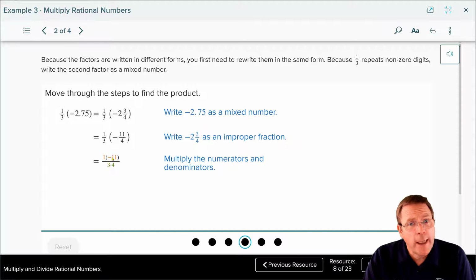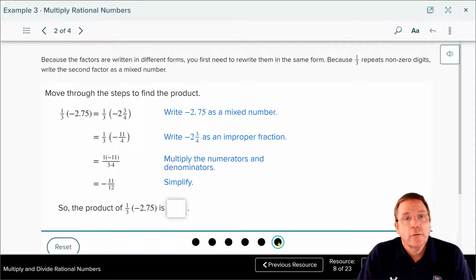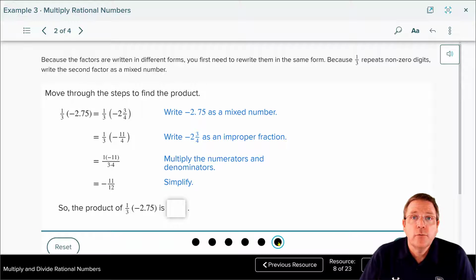Once again, you don't have to show me this step, but it's not a bad idea to show it because it helps you keep track of your negative signs. Positive 1 times negative 11 is going to give you negative 11. 3 times 4 is 12. So the final answer for this one is going to be negative 11 over 12. Easy math. Nothing to do in these. Fractions are your friends, guys.